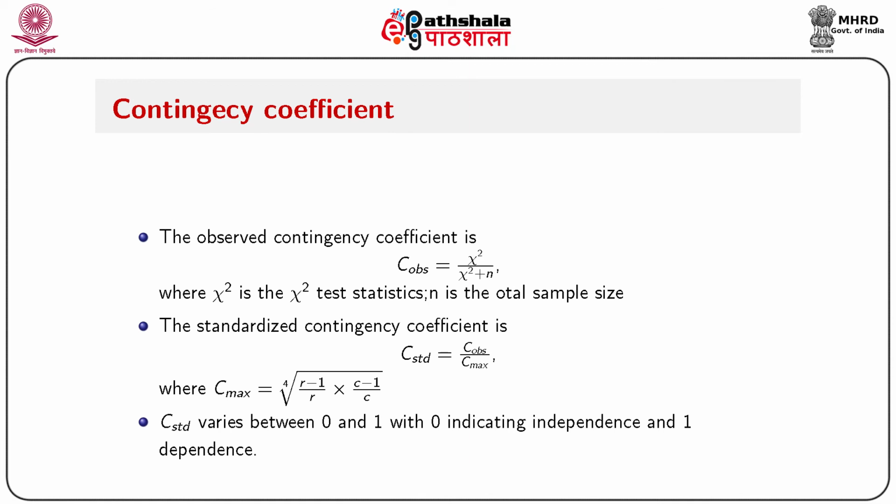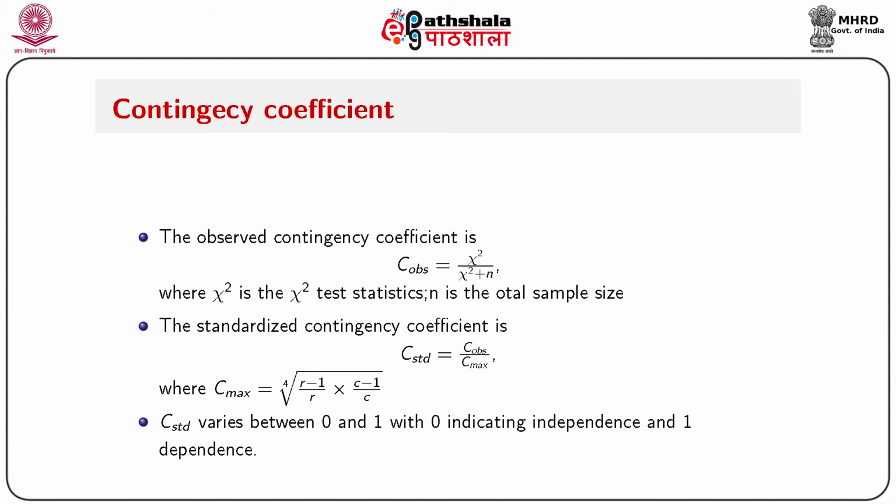Another measure of association for ordinal, nominal, or categorical data is the contingency coefficient. The observed contingency coefficient, C observed, is the square root of chi-square divided by chi-square plus n, where chi-square is the chi-square statistic and n is the total sample size.